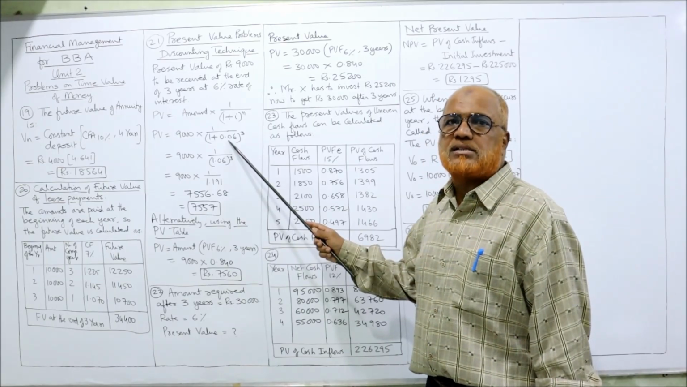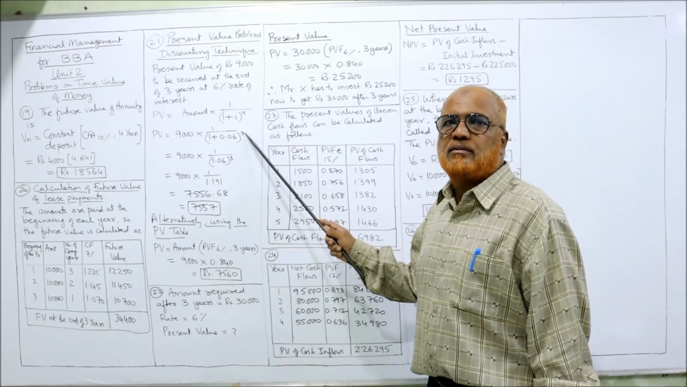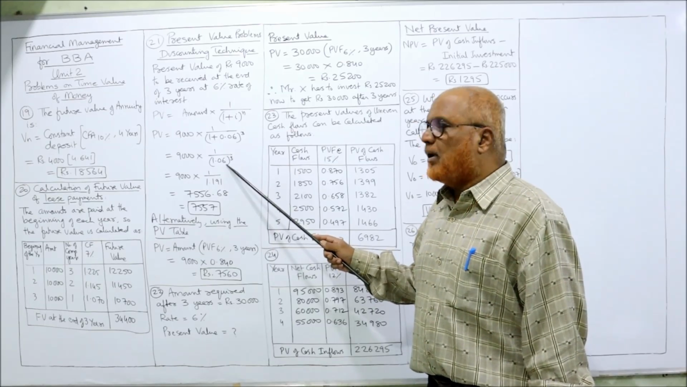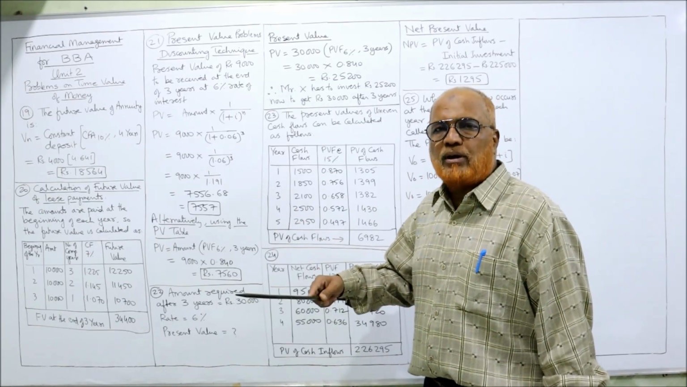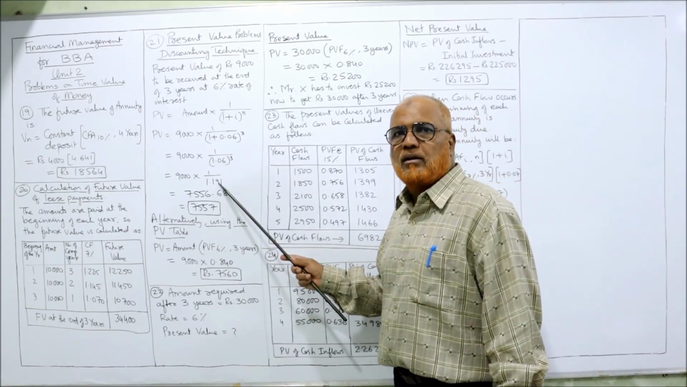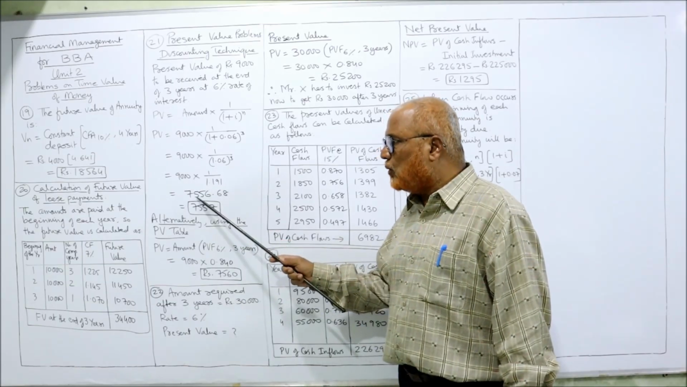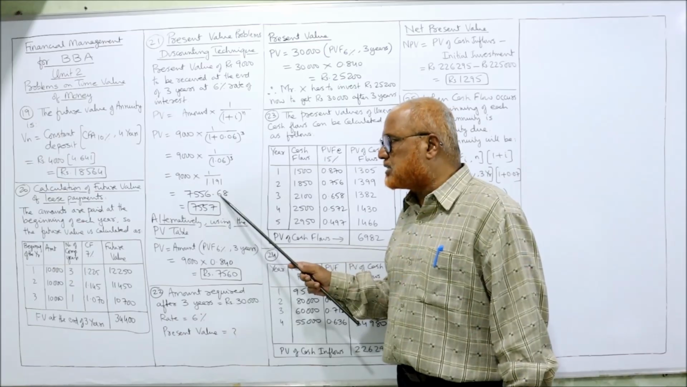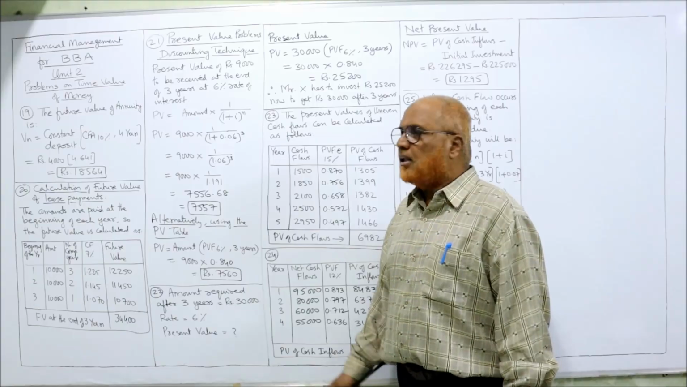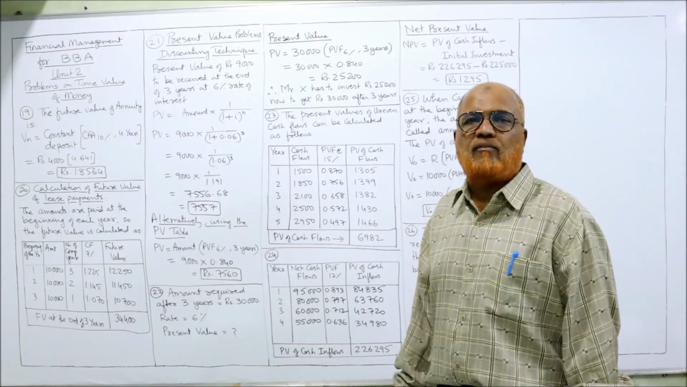I stands for interest rate, 6%, 0.06. N stands for number of years, 3 years. So 1.06 to the power of 3. If you multiply 1.06 into 1.06 into 1.06, you will get 1.191. So now 9,000 divided by 1.191, you will get 7,556.68, or rounded off to 7,557. This is the method which we use by using the calculator without using the table value.